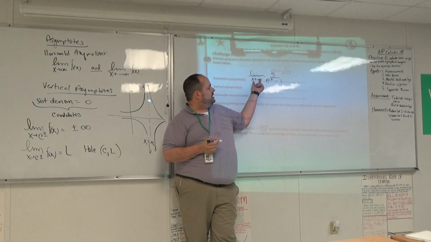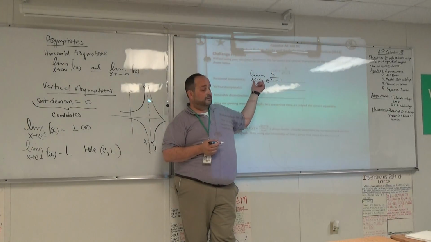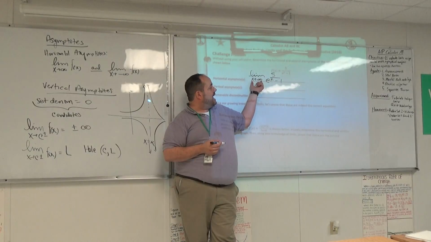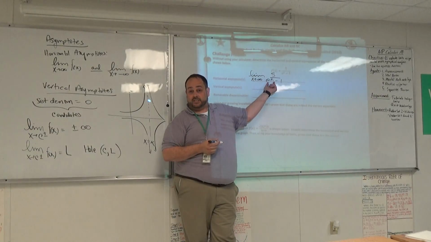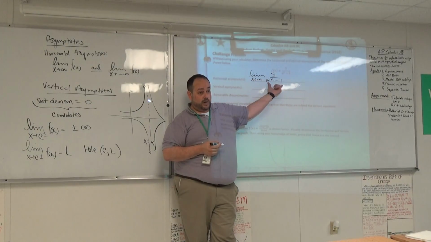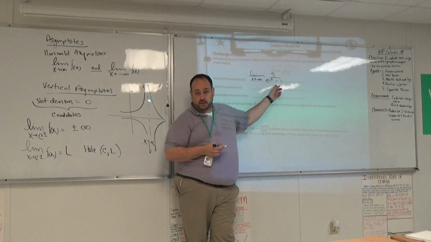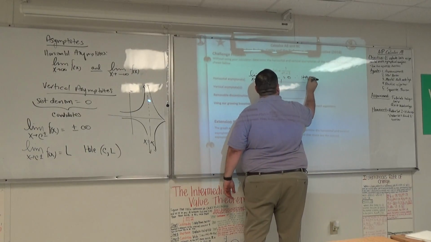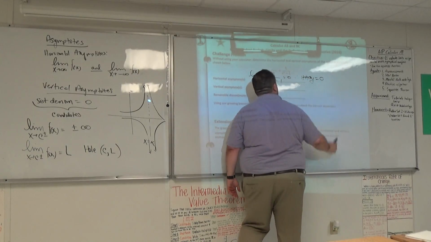X is approaching infinity, where do I go first? The thing that I care about is e to the x. What's happening to e to the x as x approaches infinity? It's approaching infinity. Subtract 1 from that, still infinity. 5 divided by infinity, 0. So the conclusion, you're going to say horizontal asymptote at y equals 0.